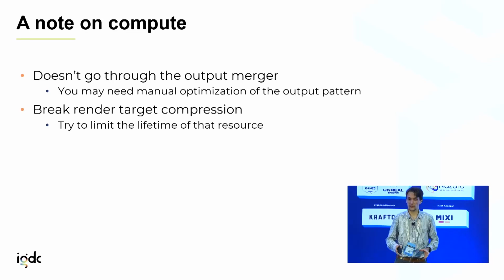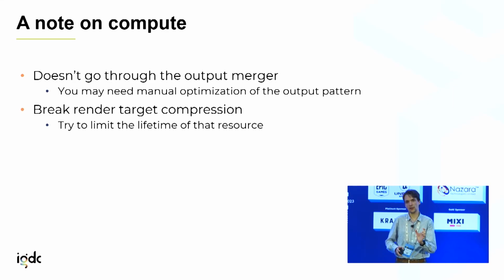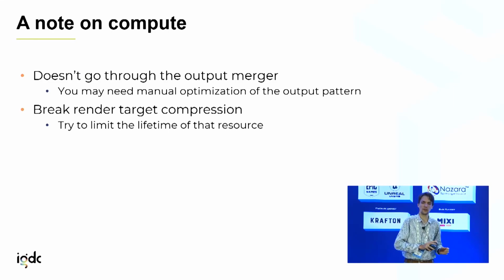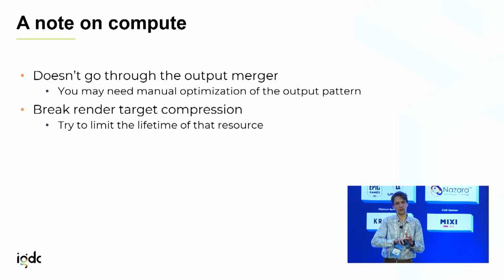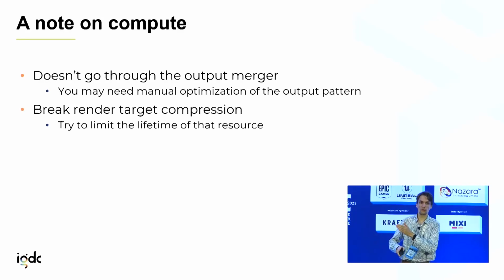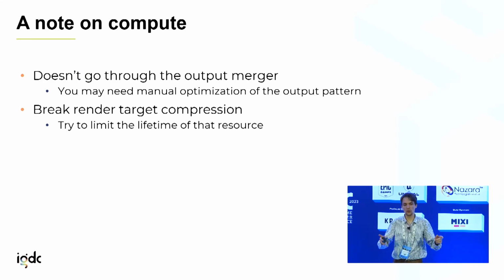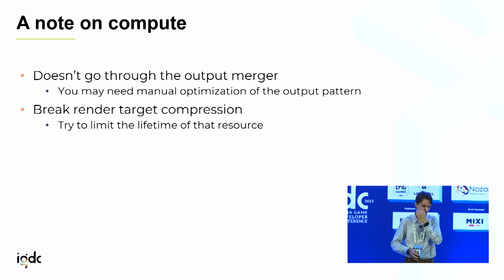But most importantly, it also breaks render target compression. All your render targets are normally compressed in memory, so they don't use as much space. If you use a compute shader, not only does it break the compression for the rest of the frame, but it breaks it entirely. If you use it on a render target, you won't have any compression anymore. So try to limit the lifetime of the resource you are writing to.